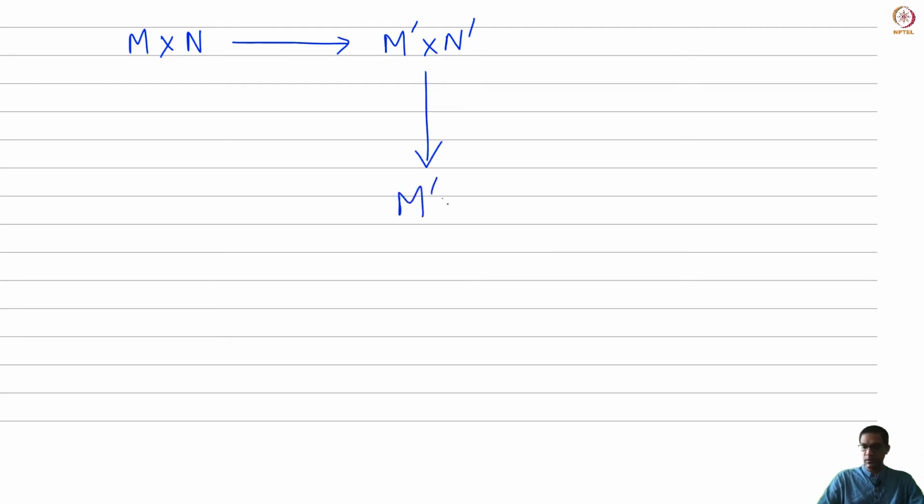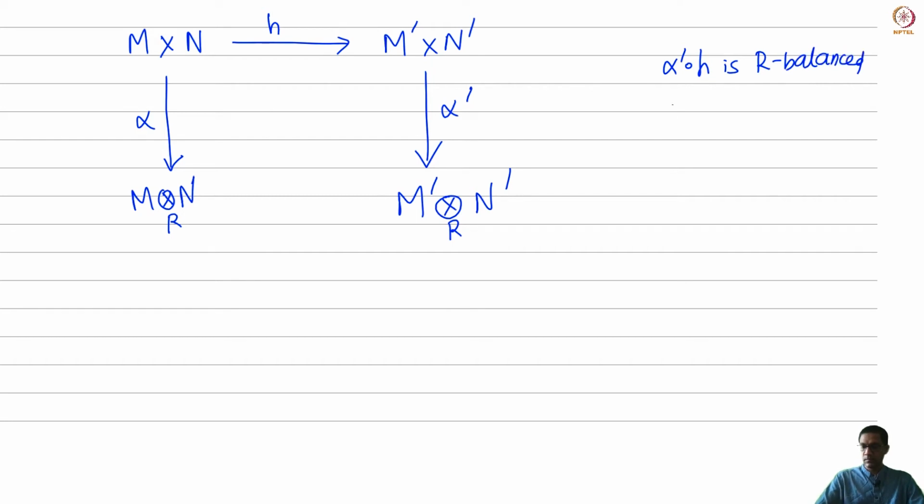So what this means is that the three properties we need are true. So we had a map M cross N to, so maybe this is a good way to draw the diagram. So from here we have this map. So this was alpha prime, this was H, and alpha prime composition H was R balanced. So by the universal property, okay, so alpha prime H is R balanced.